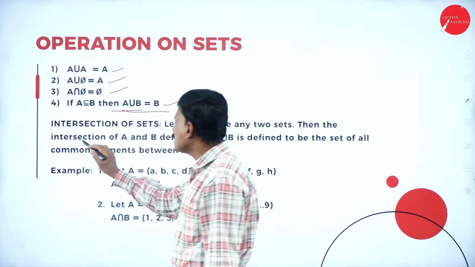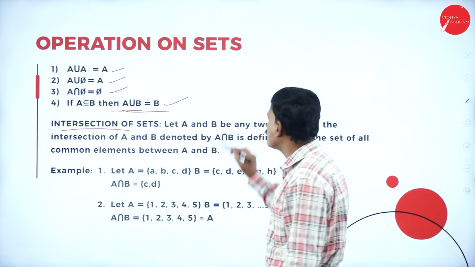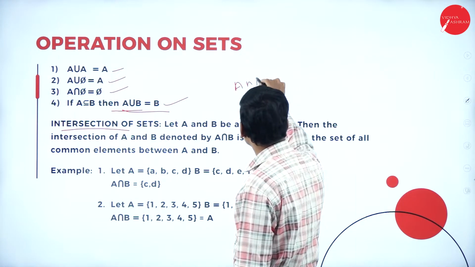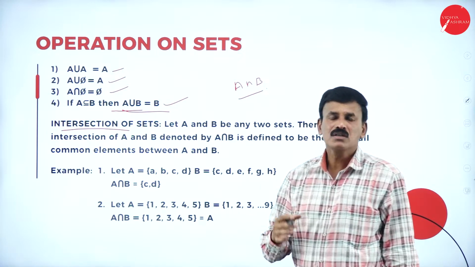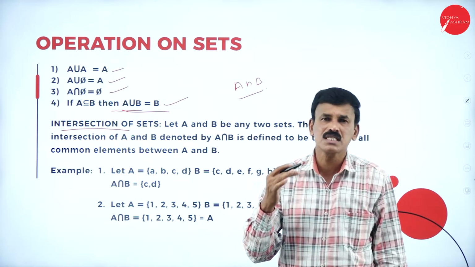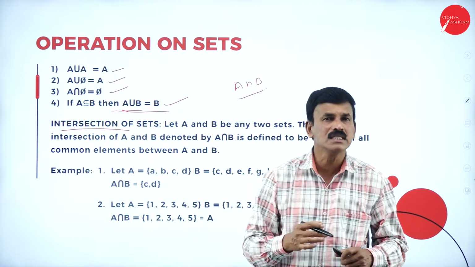Now let us come to the second operation, that is intersection of 2 sets. So intersection is denoted like this: A intersection B. Intersection is nothing but the common elements in both the sets A and B. The common elements will form a set that is called the intersection.